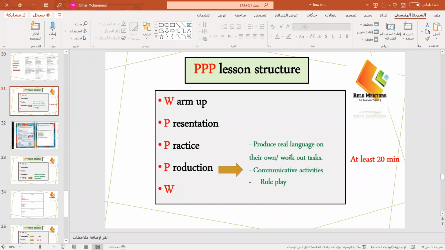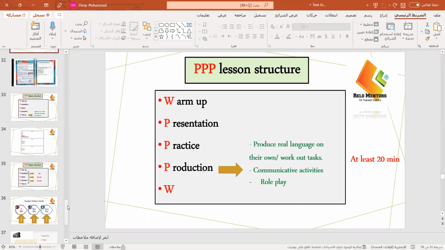Then for the production stage, we should let them have at least 20 or 25 minutes to produce real language. So I let them do role plays. They can practice pair work or group work, and communicate with each other in order to get a production. The practice, and then the production, and the last step would be the wrap up.